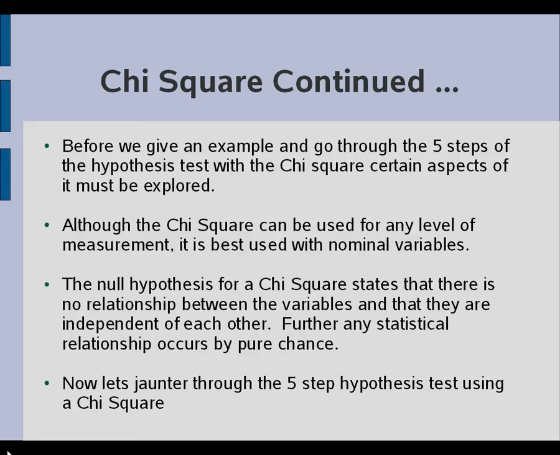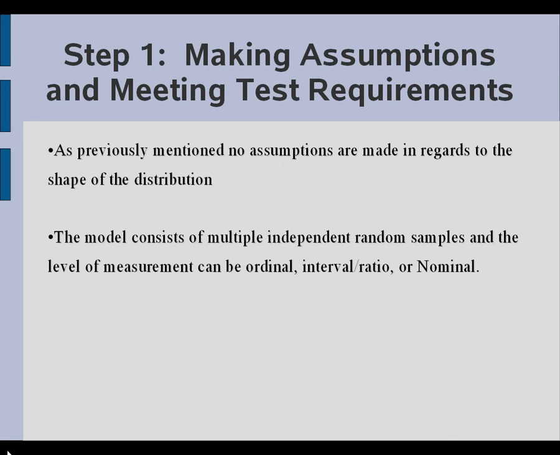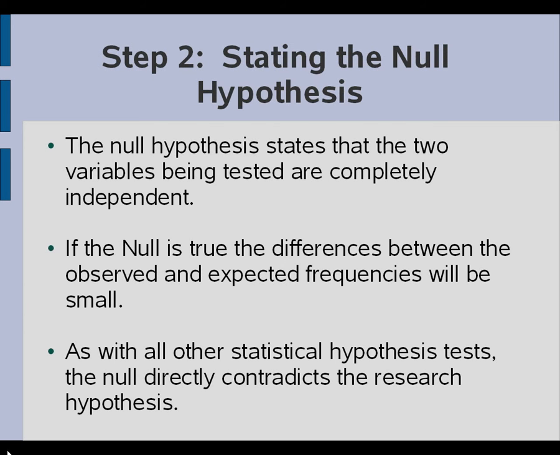The null hypothesis for a chi-square states that there is no relationship between the variables and that they are independent of each other. Further, any statistical relationship occurs by pure chance. Now let's journey through the 5-step hypothesis test using a chi-square. Step 1. Making assumptions and meeting test requirements. As previously mentioned, no assumptions are made in regards to the shape of the distribution. The model consists of multiple independent random samples, and the level of measurement can be ordinal, interval ratio, or nominal.